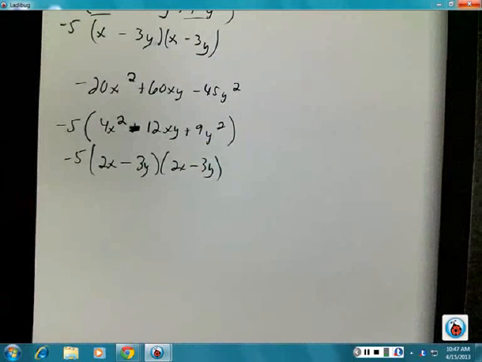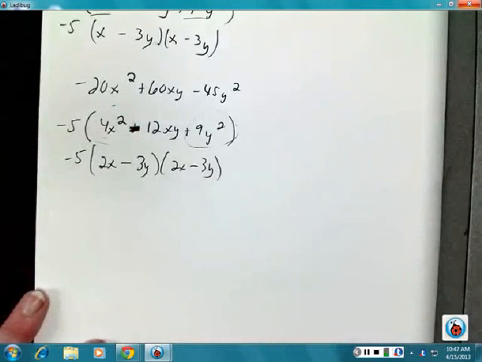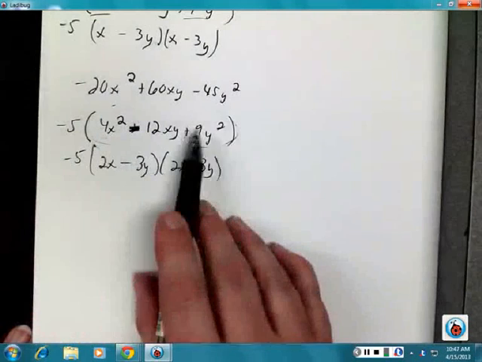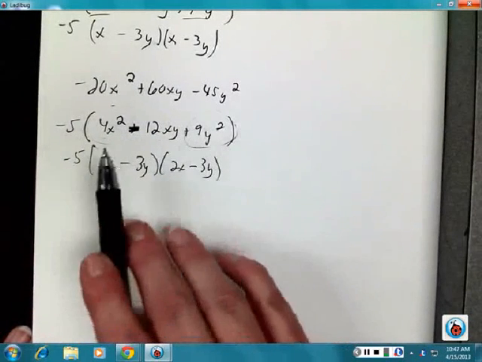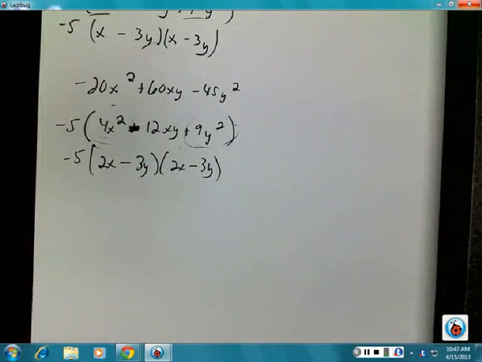Perfect. So if you can figure out that you've got squares in here, then you can do that simpler way of doing those. But if they're not squares, then I need to take the first term times the last term, multiply that, and figure out what multiplies to give you the middle when the two factors are added. So you want to get that center piece going in there.